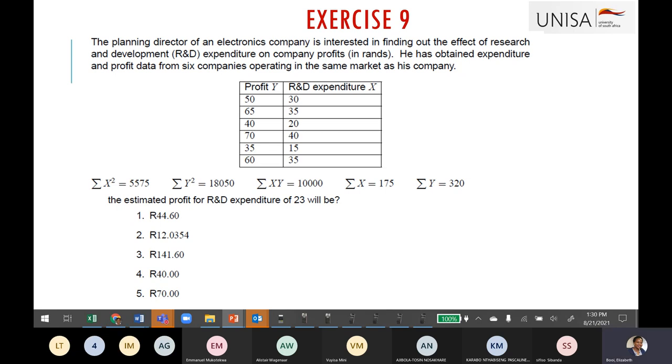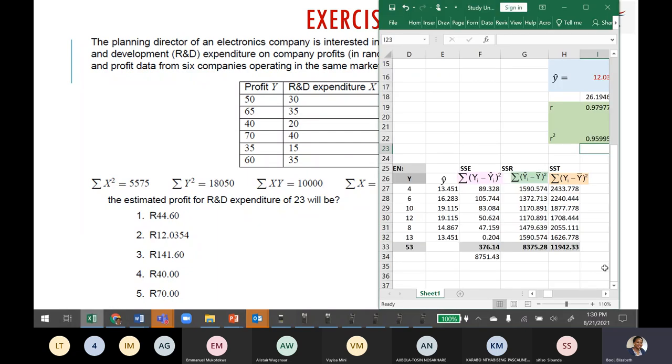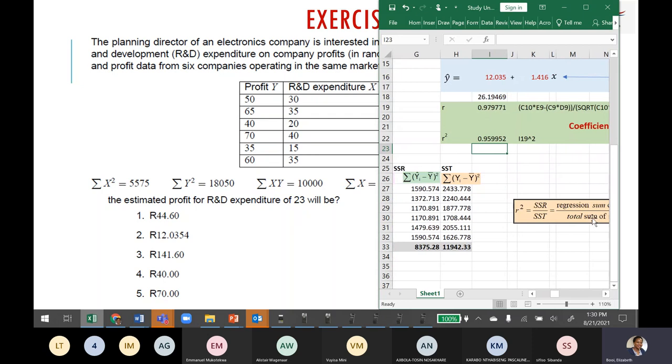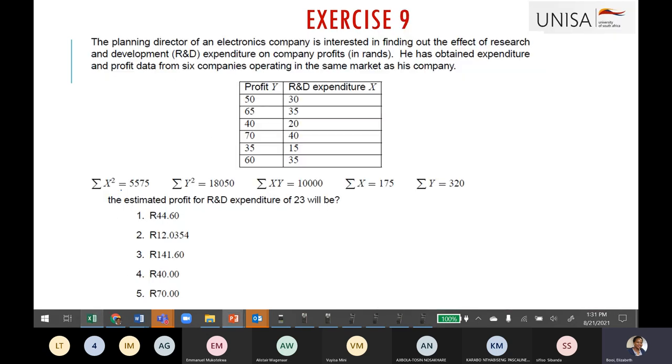Okay, now take your regression line and estimate the value of 23. Since we have the previous question that we were estimating, we already calculated that. So instead of 10, I can just use 23 and enter. And the answer is 44.60.